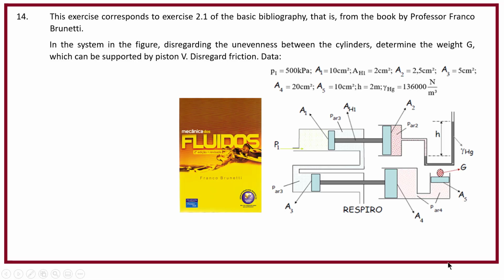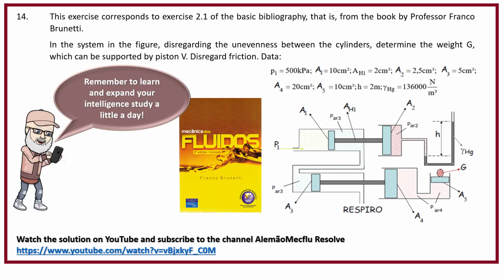This exercise corresponds to exercise 2.1 of the basic bibliography, that is, from the book by Professor Franco Brunetti. In the system in the figure, disregarding the unevenness between the cylinders, determine the weight G, which can be supported by piston V. Disregard friction. Data.